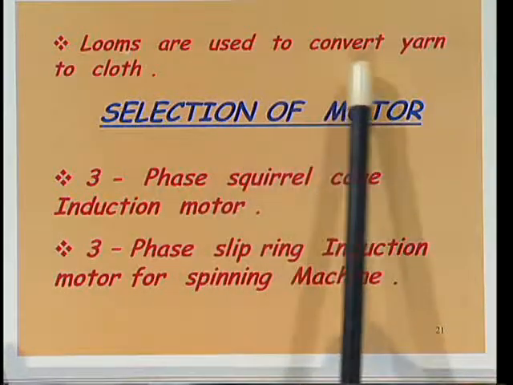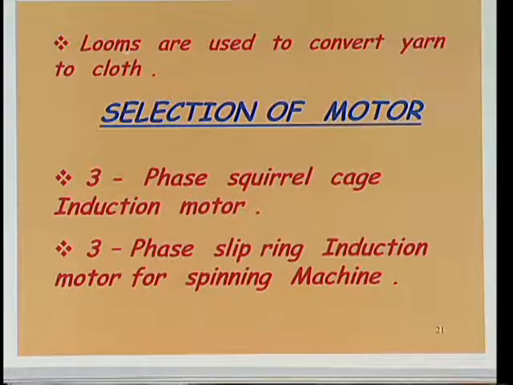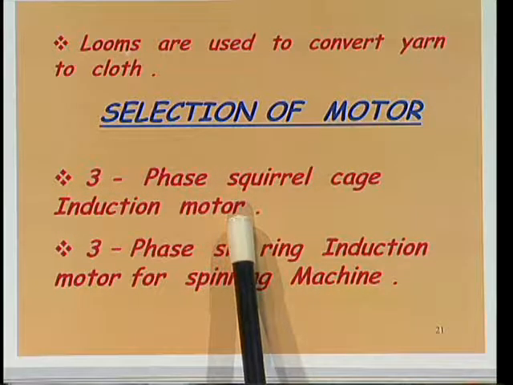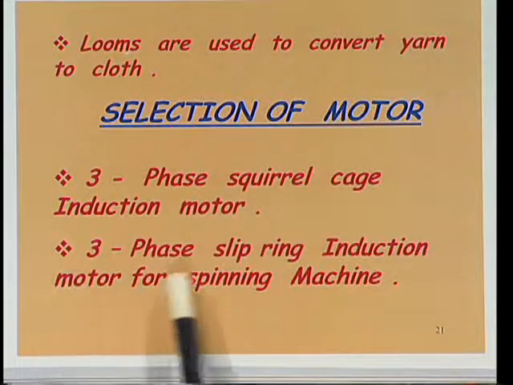Looms are used to convert yarn to cloth. So the loom motors are employed for looms. Yarn means spun cotton. The spun cotton finally is converted into cloth. Selection of motor: 3-phase squirrel cage induction motor and 3-phase slip ring induction motor are used for spinning machines.